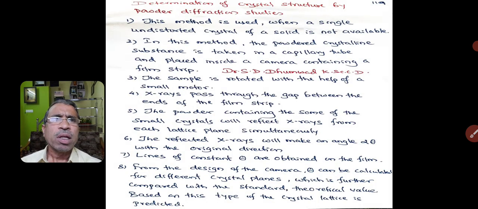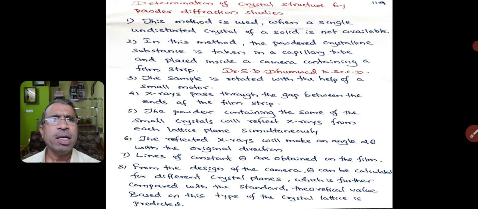Now coming to the third one, the determination of crystal structure by the powder diffraction method. Here also, in the second and the third case, we calculate the angle. In the first case, we get a particular shape. This method is used when a single undistorted crystal of a solid is not available. All solids will not crystallize properly. Some solids we get in the form of a powder. In such cases, this method is used.